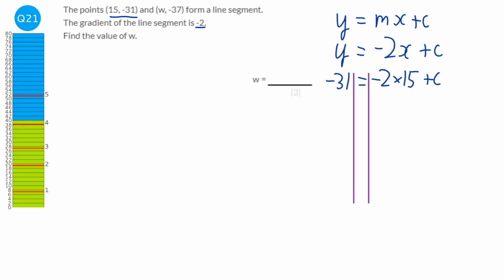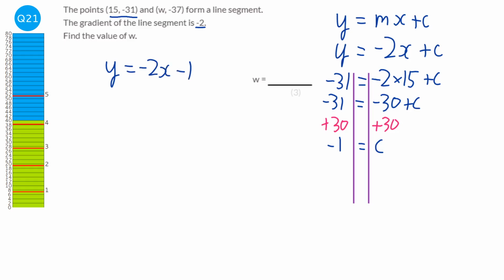So first thing I'm going to do is, well, just tidy this up. 2 times 15 is 30, so -30 plus c. And I'm just going to add 30 to both sides to get c on its own. So that would be -1 equals c. So c is -1. So we now know that the equation is y equals -2x minus 1.